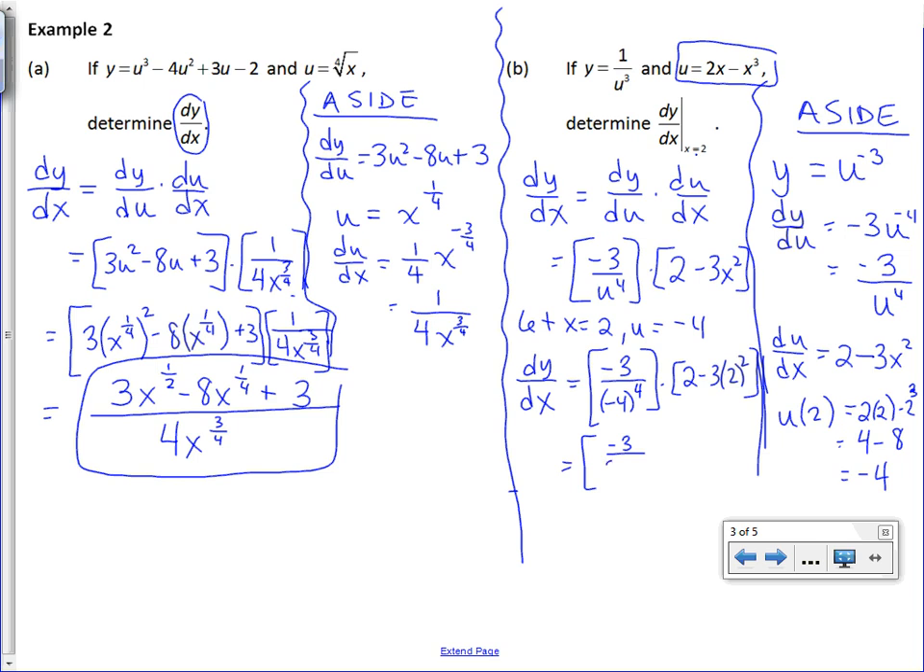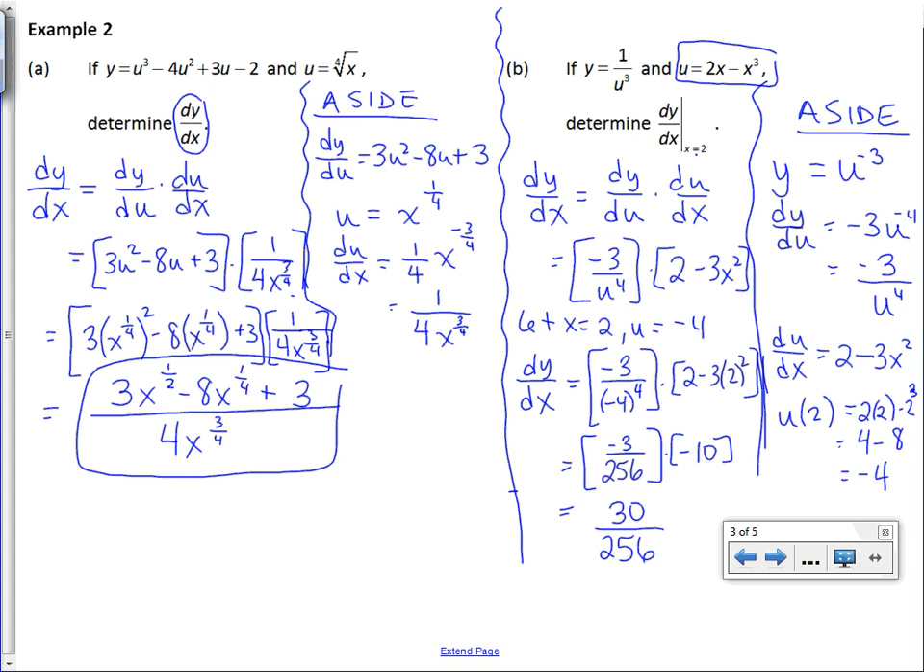Okay. Another, again, just giving you some little mental math devices. 4 to the 4 is the same thing as 16 squared. 16 times 16, 256. Okay. And then over here, I've got 2 minus 3 times 2 squared. 2 squared is 4, 4 times 3 is 12. 2 minus 12, negative 10. And so we end up with 30 over 256.